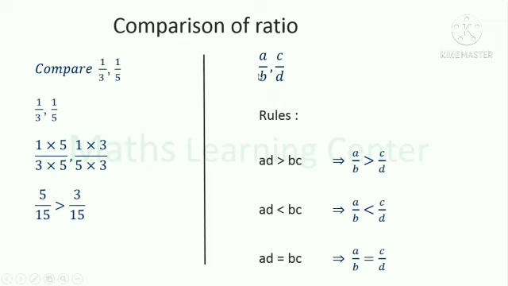The second method is according to the rules, where we do cross multiplication, A into D and B into C. Remember one thing, we always write first A into D, that is AD, and second B into C, that is BC. The rules are very simple. If A into D is greater, your first ratio is greater. If A into D is less, your first ratio is less. And if A into D is equal to B into C, both ratios are equal. These rules we are going to use in our examples of practice set 4.2. So let us begin.